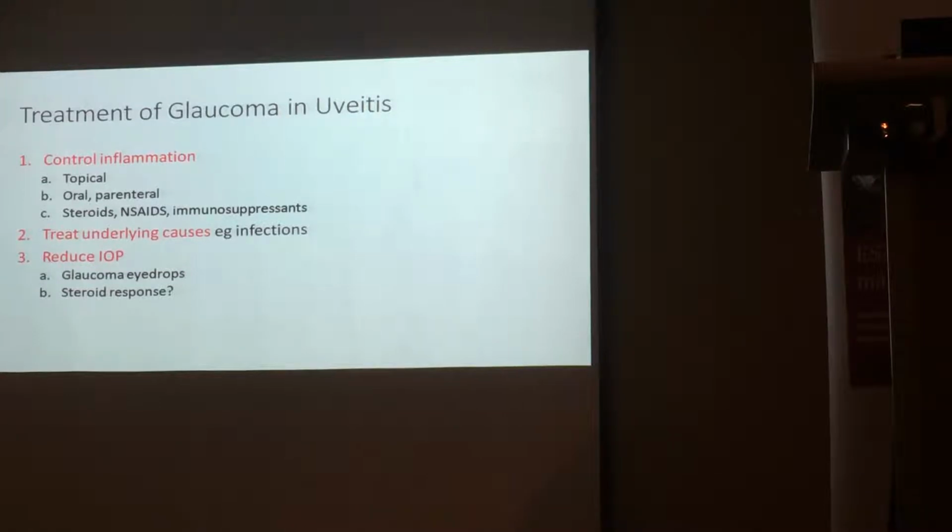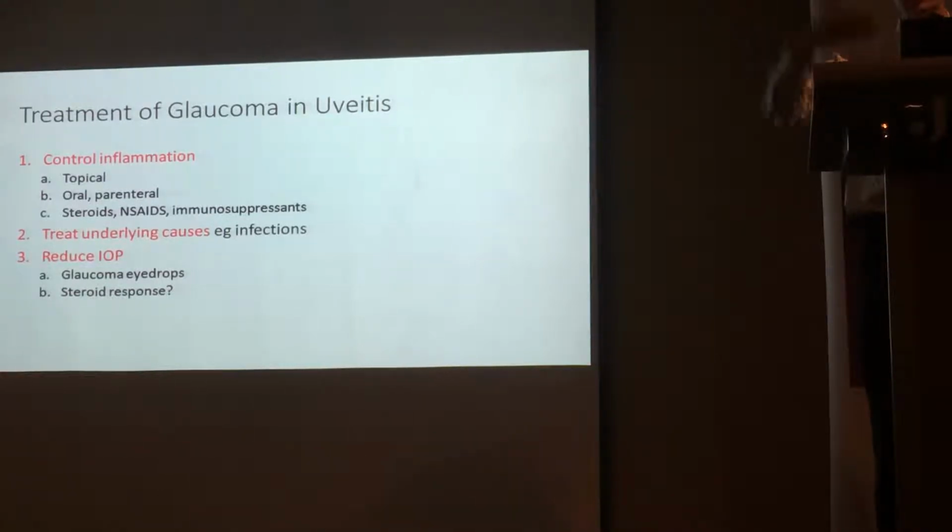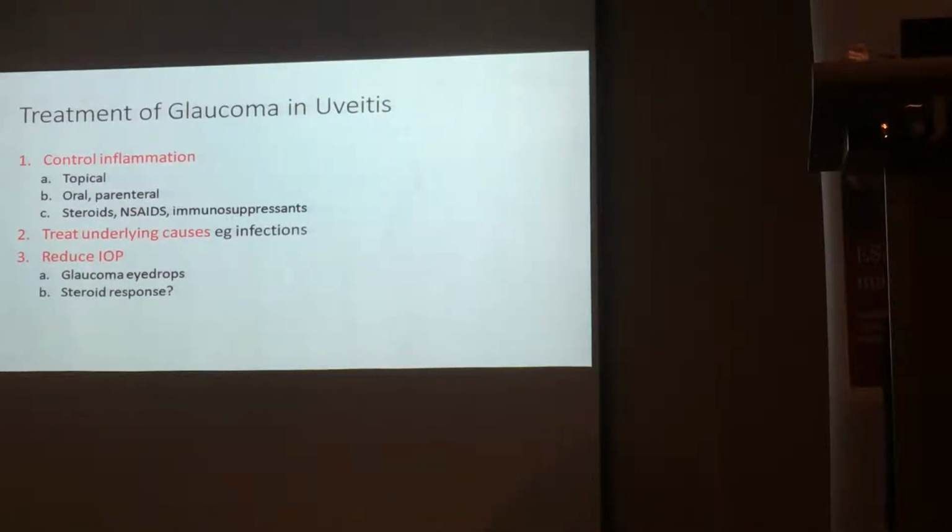So now, when we come to treatment of glaucoma in uveitis, I think there are 3 essential principles, which if you remember nothing else, please remember this. Number 1, you've got to get the inflammation under control. Get the uveitic inflammation under control. Deal with underlying causes, if there are any. And then you must reduce the IOP. When you do these things together, you're going to get good control of your uveitis, which will also help you with your control of your glaucoma and prevent optic nerve damage.